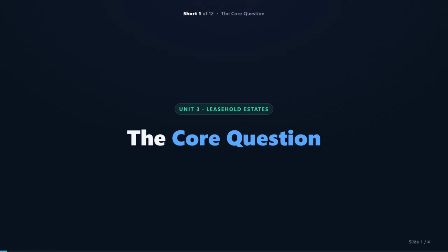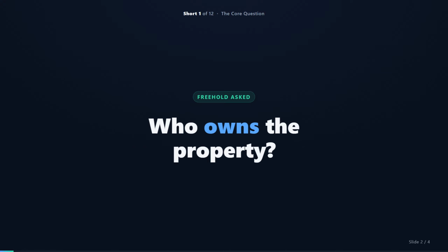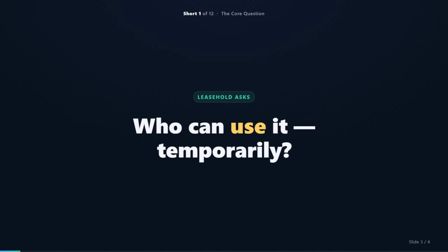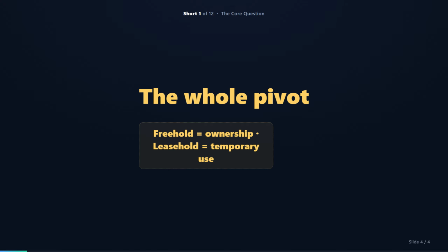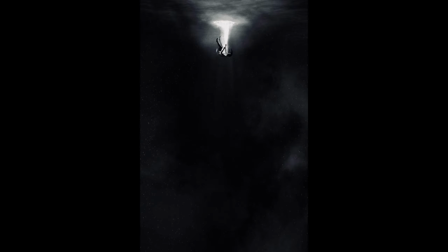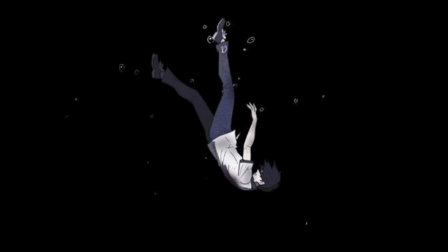The core question so far. Every estate we studied answered one question: who owns the property? Now everything shifts. With leasehold estates, the question changes to who has the right to use the property temporarily? That's the whole pivot. Freehold is about ownership. Leasehold is about temporary use. Keep that contrast in your head, and this entire unit becomes easy.